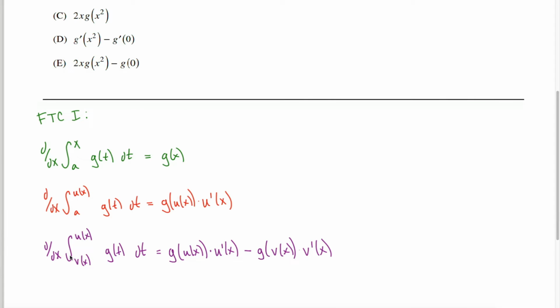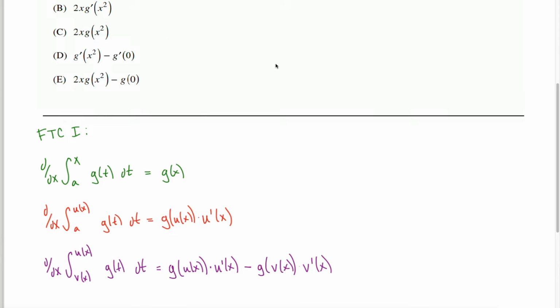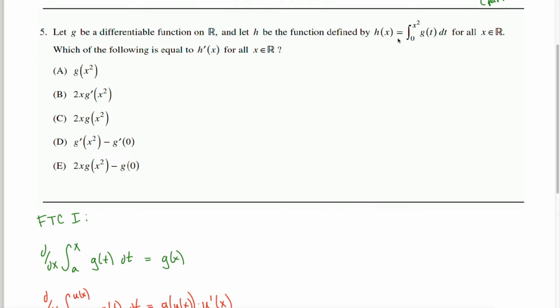If you love memorizing, memorize this. That'll allow you to answer the question. Don't believe me? I'll do it for you right now. Here's h of x. We're asked to find h prime of x. In other words, the derivative of this thing, h of x, which is the integral from 0 to x squared of g of t dt.